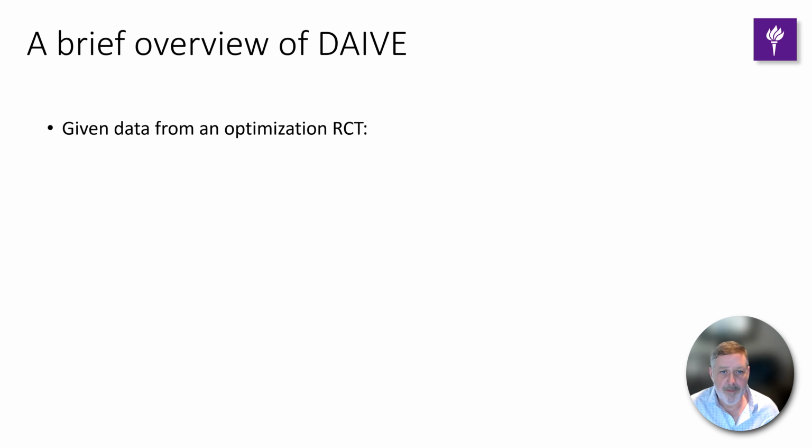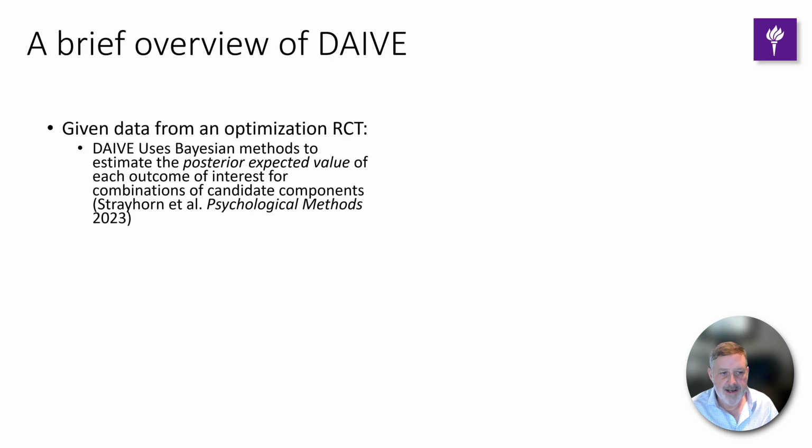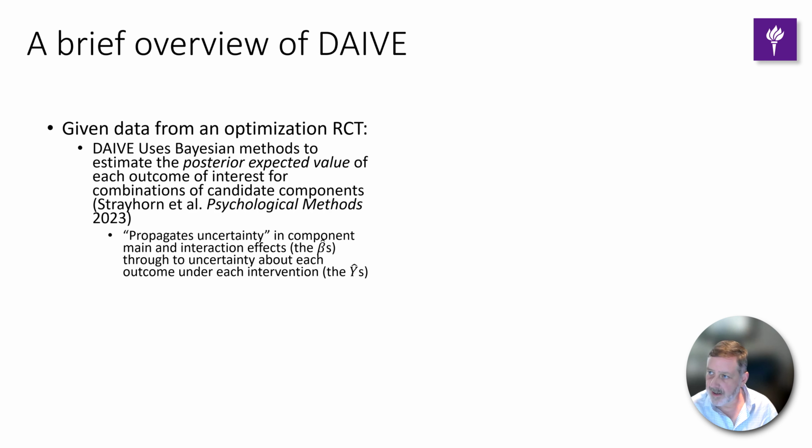We assume that we're starting with data from an optimization RCT. This could be one of the many designs of optimization RCTs, but so far DAIVE has been developed primarily with the factorial family of designs in mind, so full and fractional factorials, assuming we have data after the conduct of an optimization RCT of that type. DAIVE uses Bayesian methods to estimate something we call the posterior expected value of each outcome. This is a common term in Bayesian decision science, where we use Bayes' rule to take the information gathered from the optimization trial and predict the outcomes one would expect under each of the candidate combinations of intervention components under consideration. This approach then does what decision scientists call propagating uncertainty: taking the uncertainty in the estimated effects, the beta hats, and translating it into overall uncertainty about each outcome under each intervention, the y hats.